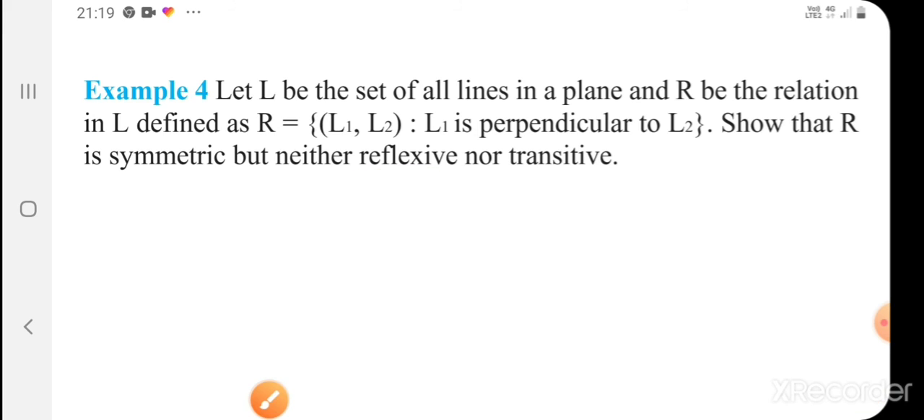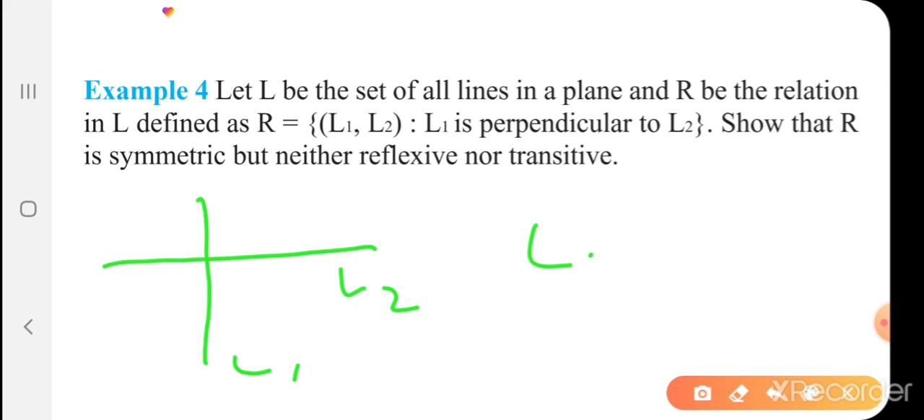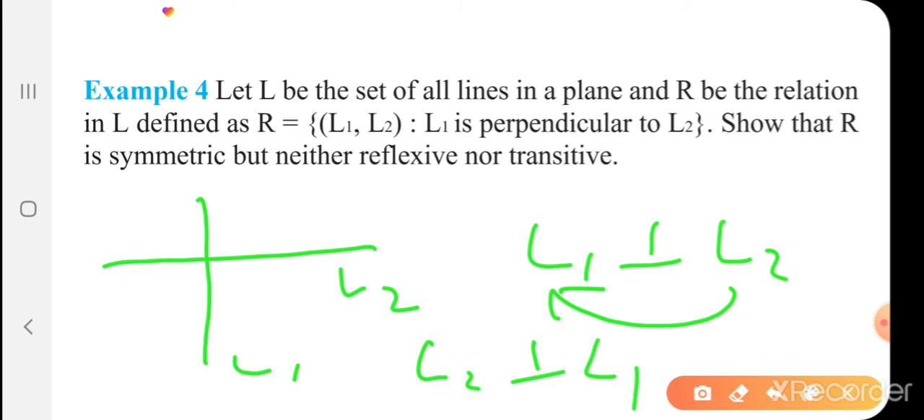Next you see the symmetric. So this is the L1 line and this is the L2 line. Clearly L1 is perpendicular to L2, and conversely L2 is perpendicular to L1. So it is symmetric.